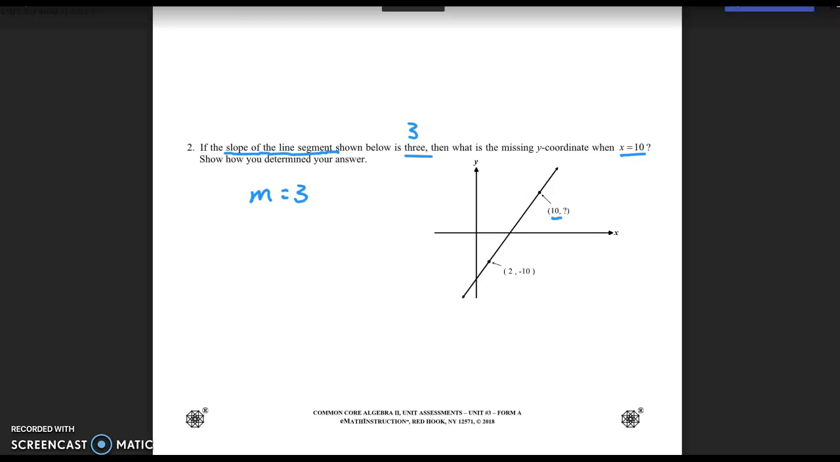So we have 2 points, right? One of the y coordinates is missing. If you guys remember the slope formula, y2 minus y1 over x2 minus x1. Since I used the wrong color, okay, that's the right color.